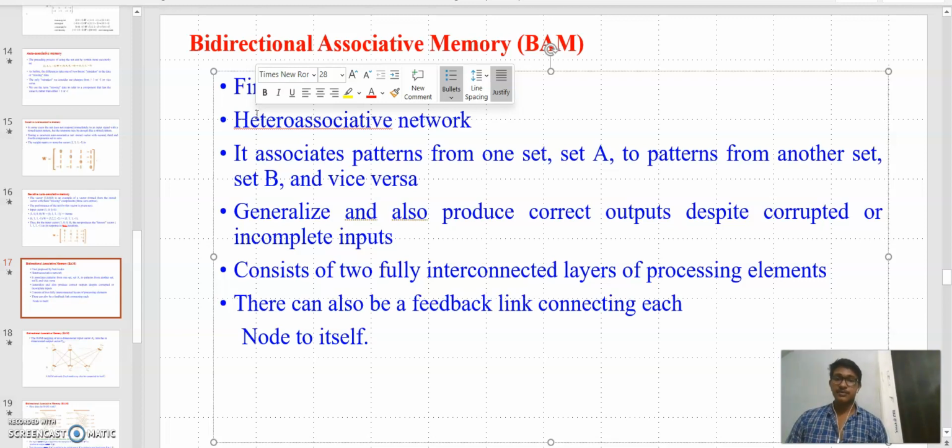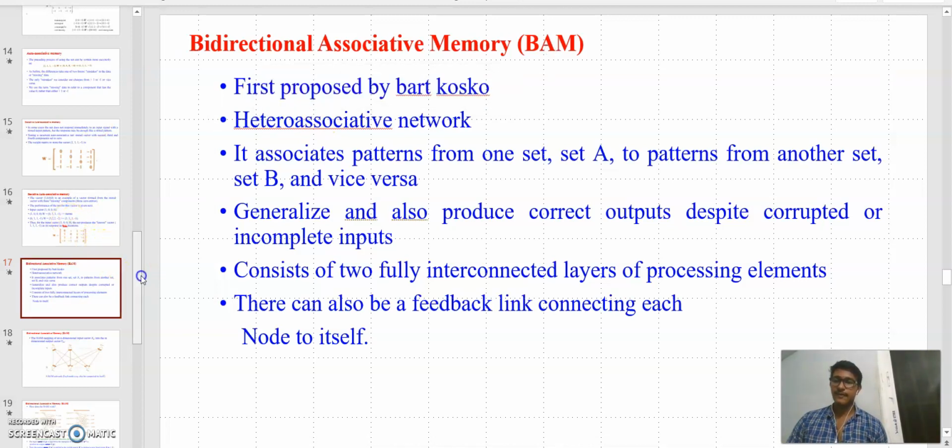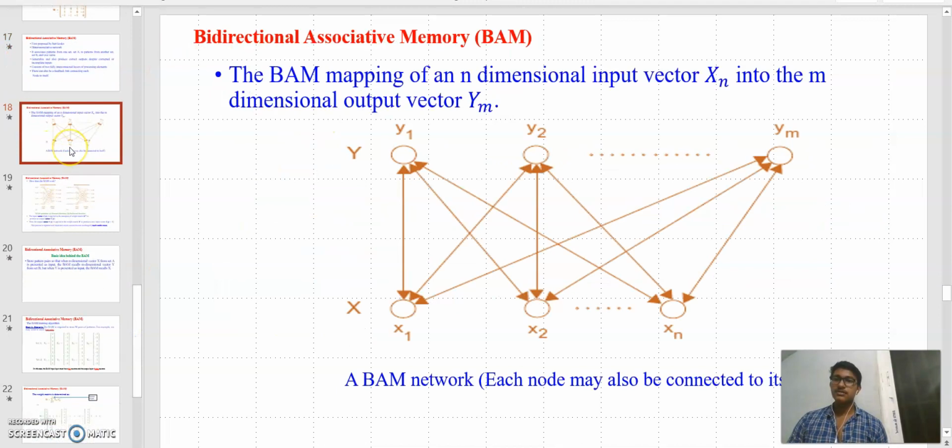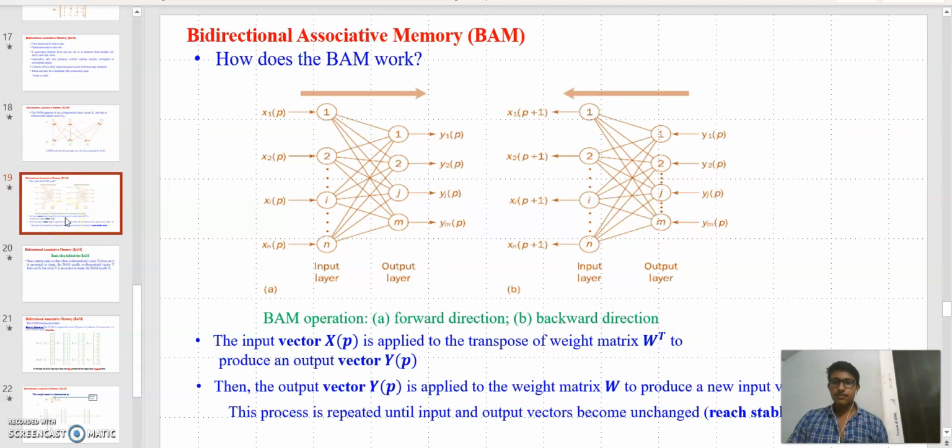with respect to the given inputs, and consists of two fully interconnected layers of processing elements. There can also be a feedback link connecting each node to itself. Bidirectional associative memory, BAM: the BAM maps an n-dimensional input vector x into the m-dimensional output vector. In a BAM network, each node may also be connected to itself. How does BAM work?